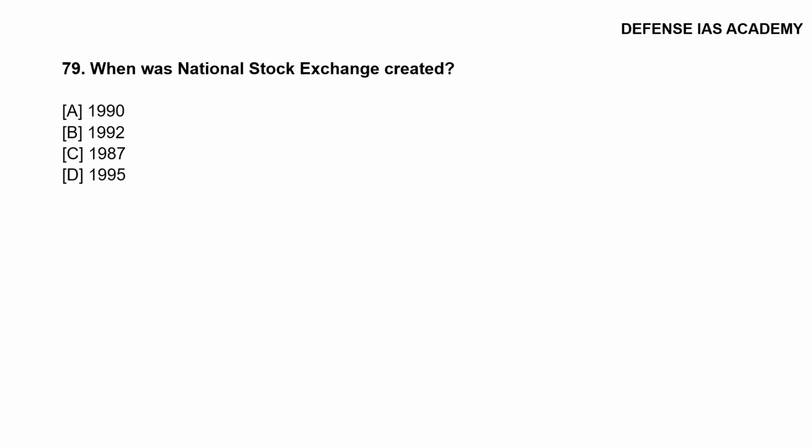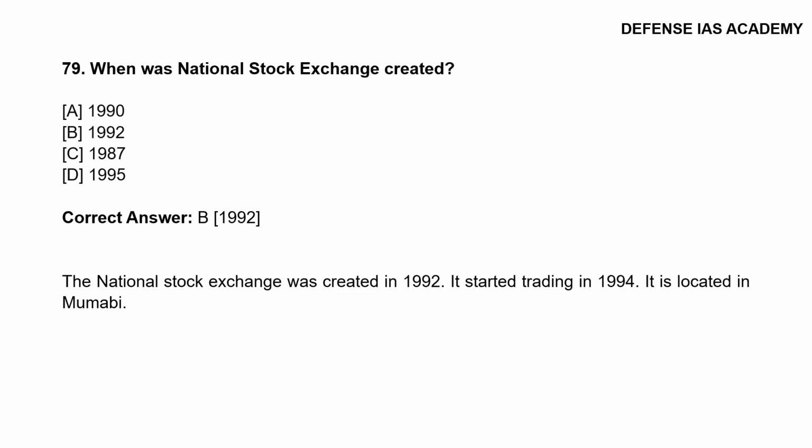Question number 79. When was National Stock Exchange created? Correct answer is option B, 1992. The National Stock Exchange was created in 1992. It started its trading in 1994 and its location is in Mumbai. So I'll tell it again. It was created in 1992. Its trading started in 1994 and it's located in Mumbai.